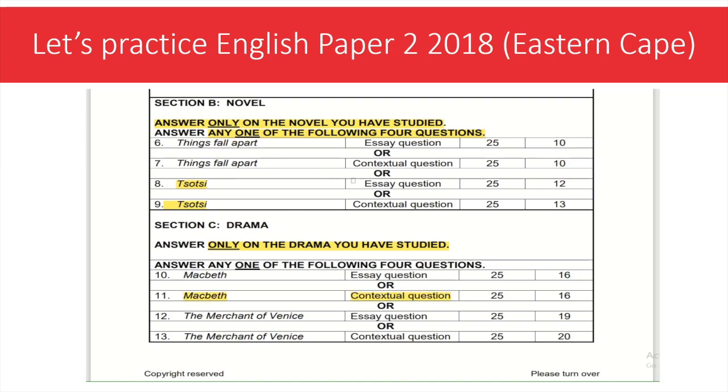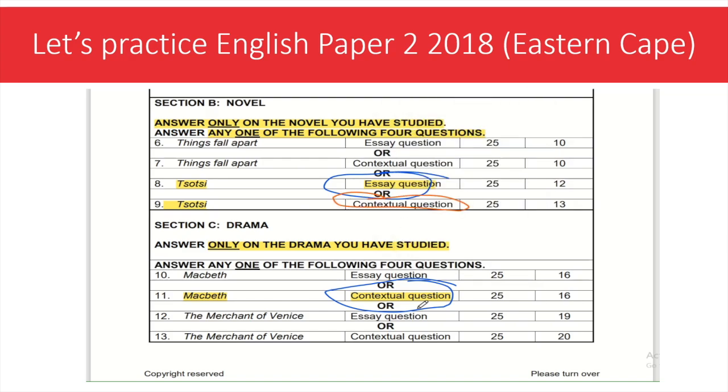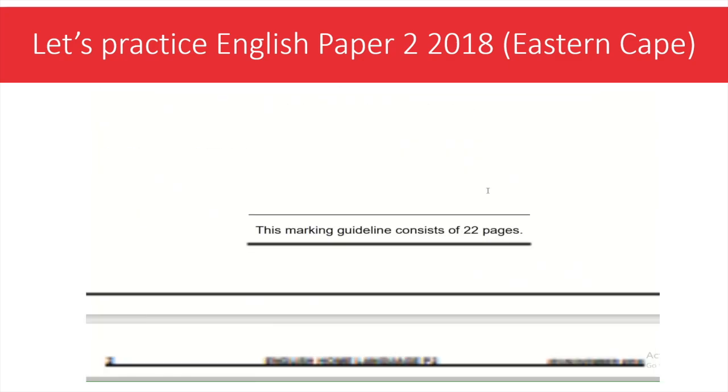Okay, so I've chosen the essay question for Tsotsi. I said I'm doing this one. I'm committed. Then I must do the contextual questions for Macbeth. But if you'd like to do it the other way around, and perhaps you want to do the contextual questions for Tsotsi, then you can do the essay question for Macbeth. All right, so that is just the instructions. Let's go have a look at the memo and what the markers are told.